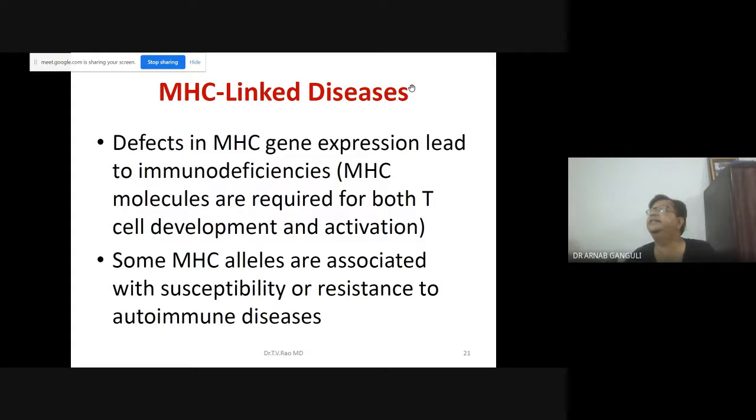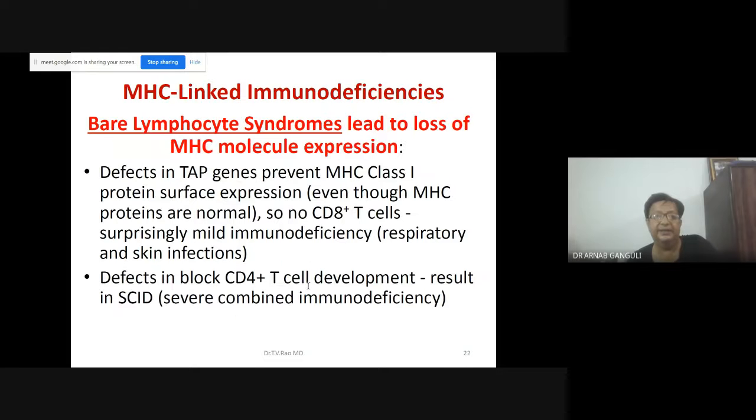MHC linked diseases. Defects in MHC gene expression lead to immunodeficiency. MHC molecules are required for both B cell development and T cell development and activation. Some MHC alleles are associated with susceptibility or resistance to autoimmune diseases. Named Bare lymphocyte syndrome, it leads to loss of MHC molecule expression. It is important to know this name.